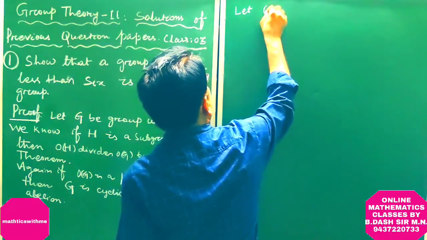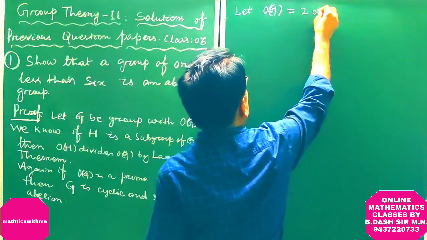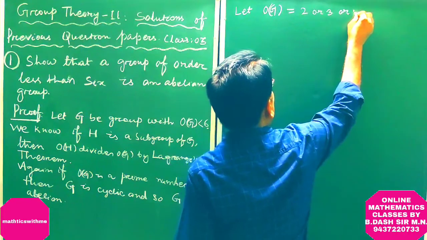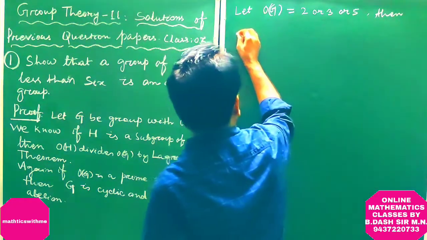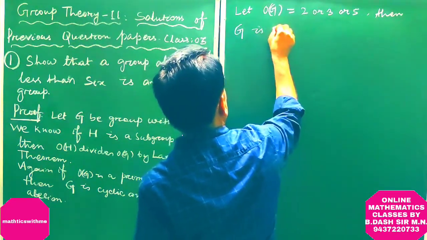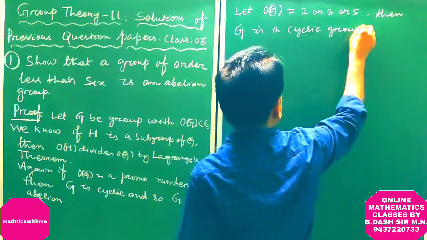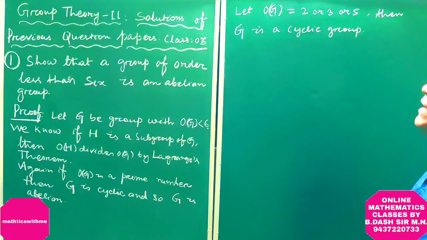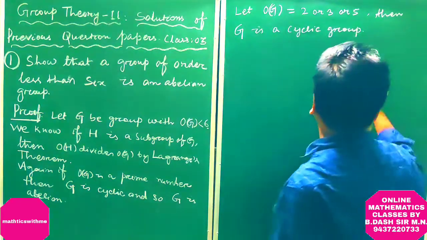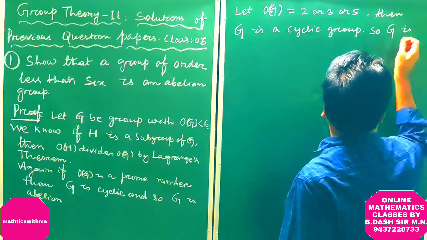Let order of G be equal to 2 or 3 or 5. Then G is a cyclic group, because here we have taken order of G as 2, 3 or 5, which are prime numbers, so G is obviously a cyclic group. So G is abelian.